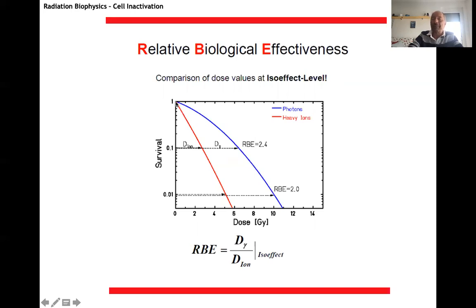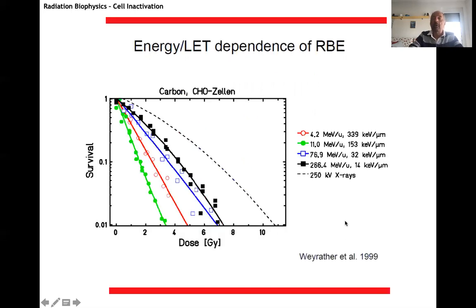So the RBE depends on the survival level where you look at it, or if you want, depends on the dose. Generally speaking, if you have a large curvature in the photon survival curve, so if you have a radioresistant cell line or a radioresistant tumor, the RBE will be much higher at low doses than at high doses. Of course, among the many things the RBE depends on, it depends on the energy, or if you want, on the LET.